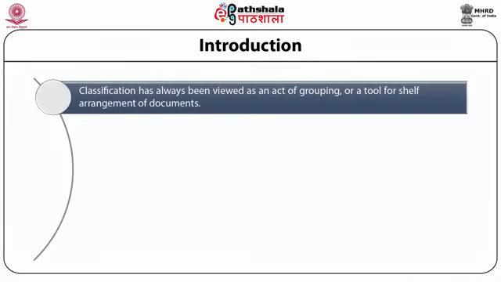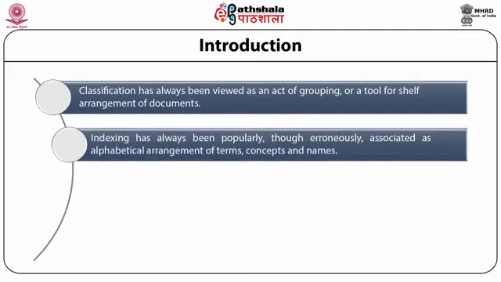Classification has always been viewed as an act of grouping, whereas library classification is a tool for shelf arrangement of documents, that is a general view. On the other hand, indexing has always been popularly, though not correctly, associated with alphabetical arrangement of terms, concepts, and names. So these are two contrasts between classification and indexing as it looks on the surface.